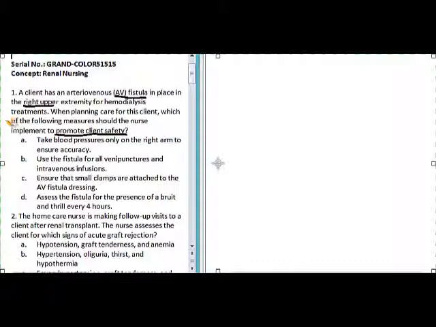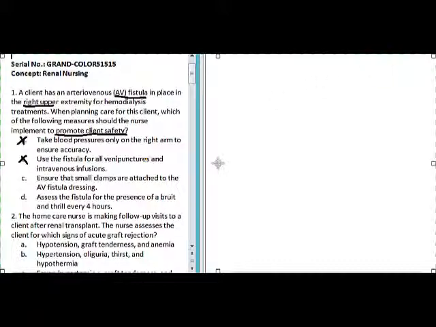Letter A, take BP only in the right arm. So we all know that taking BP on the fistula side is contraindicated. So eliminate A. B, use the fistula for all venipuncture. Again, we do not use the arm where the fistula is located for venipuncture and IV insertion and BP taking. We do not use that. So A and B are contraindicated. So that leaves us only two options, C or D. C, ensure that small clamps are attached to the AV fistula dressing. D, assess the fistula for presence of bruit and thrill every 4 hours.